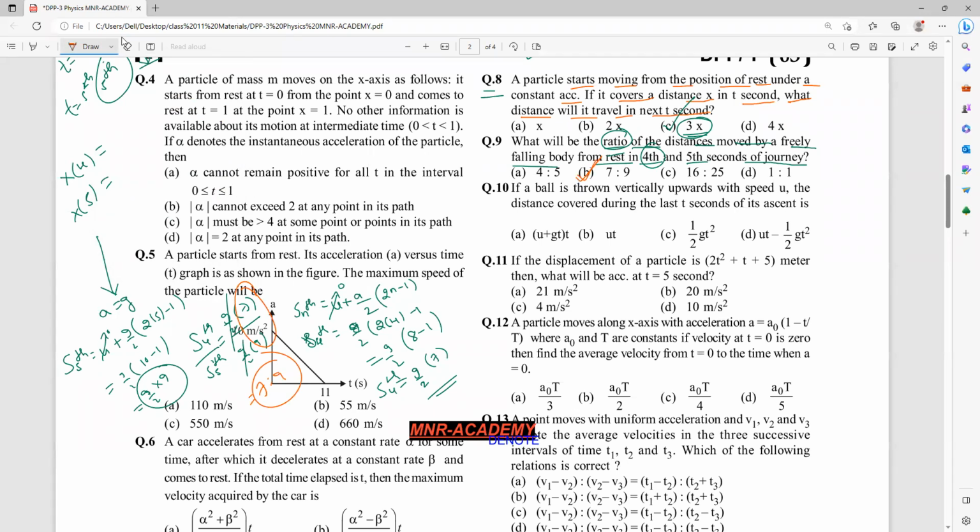Anybody solved this question already? Yes? Yes, sir. So that is the answer. So what is the correct answer, everybody? 7 is to 9. So please make a note of it.